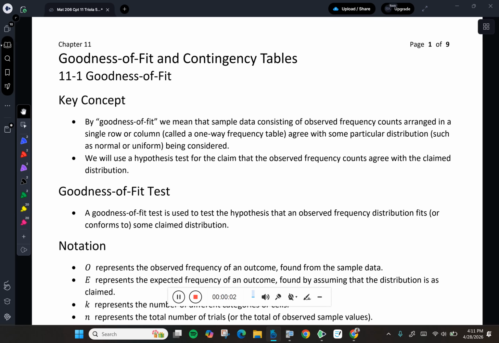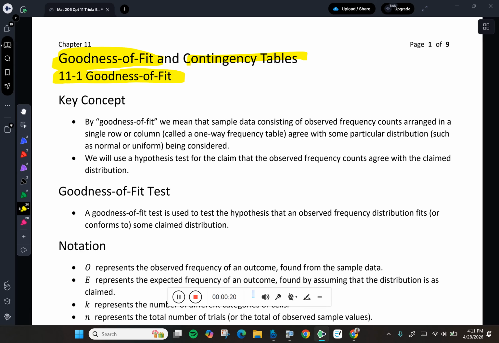Hi, welcome back to our last chapter, chapter 11. In this section, the first section, we're going to take a look at something called goodness of fit. We'll take a look at contingency tables in 11.2. But in section 11.1, we're going to take a look at something called goodness of fit.